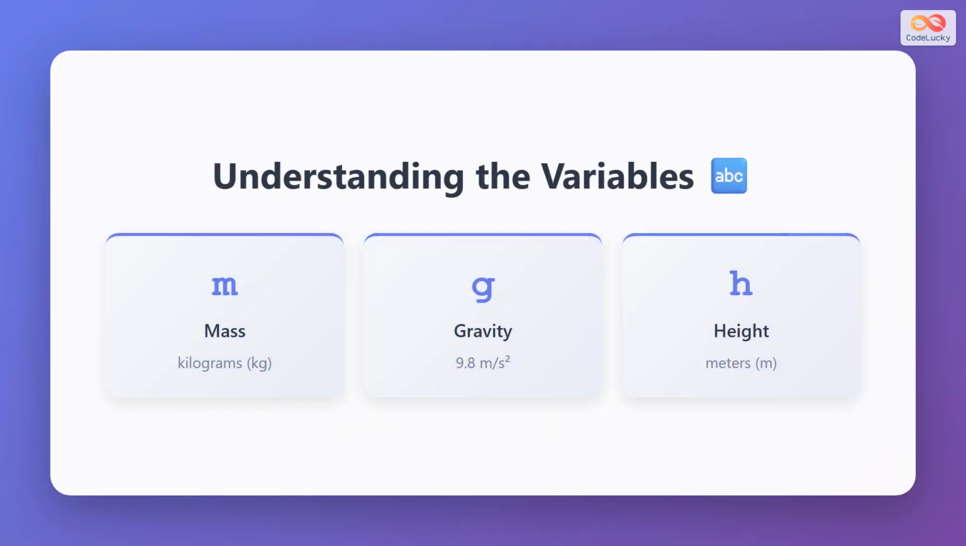Let's break down each variable in our formula. First, m represents mass, measured in kilograms. This is simply how much matter the object contains. Next, g represents gravity, which on Earth is always 9.8 meters per second squared. This is the acceleration due to Earth's gravitational pull, and it remains constant. Finally, h represents height, measured in meters. This is the vertical distance from the ground to the object's position. When we multiply these three values together, we get potential energy measured in joules.